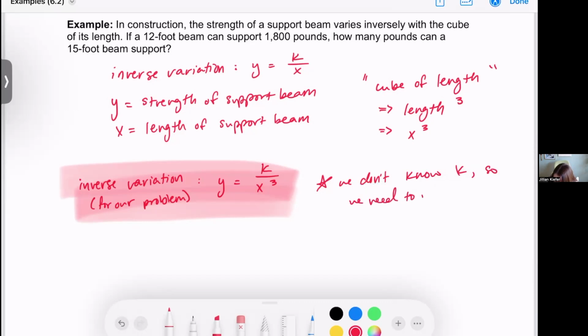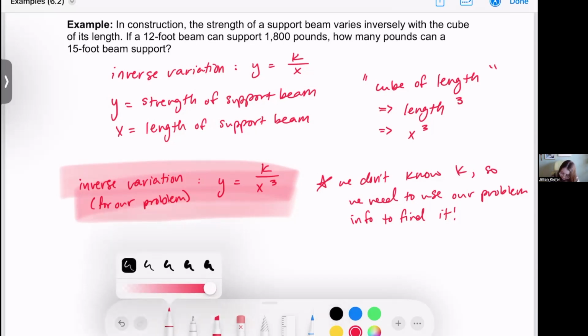So we need to use our problem information to find it. Like we said, we don't know K, but we do know that a 12-foot beam supports 1,800 pounds. So we're going to use those facts in order to help us find K.